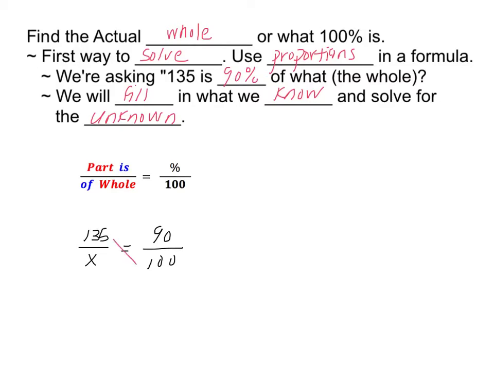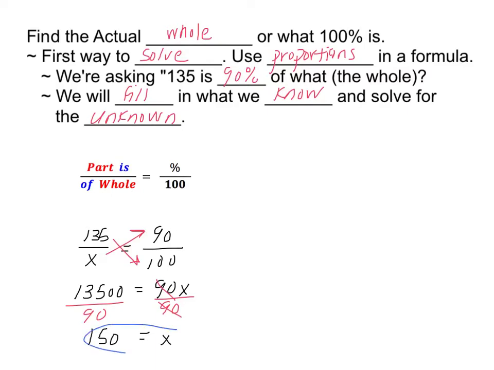So at this point, I will cross multiply, which is going to give me 13,500, and that will equal 90x. I'm going to need to divide by 90 on both sides of my equation to get the x alone. And that is going to leave me with x equals 150. How does that compare to our estimate? Well, our estimate was 150, so we were right on.